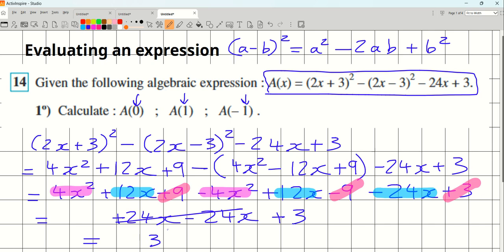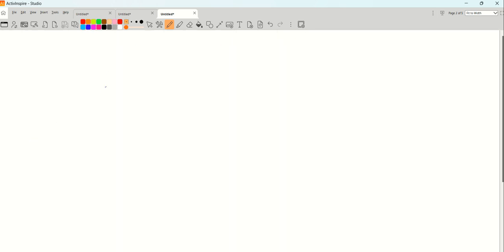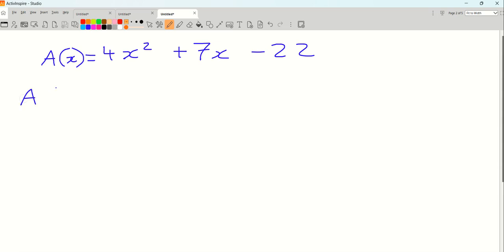So what I'm going to go ahead and do in this regard, so that I can show you how to evaluate an expression, is actually just get a random expression and replace these values in it. In this case, we're going to consider that expression to be 4x squared plus 7x minus 22. And I'm going to go ahead and call it a of x. And then I'm going to calculate a of 1.